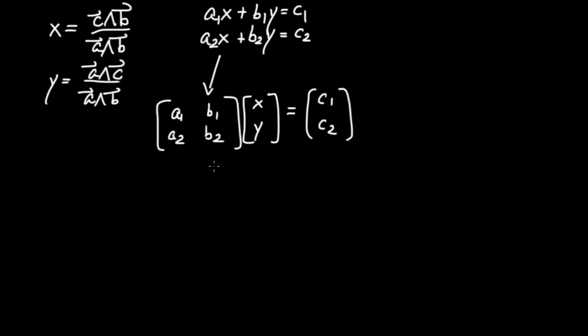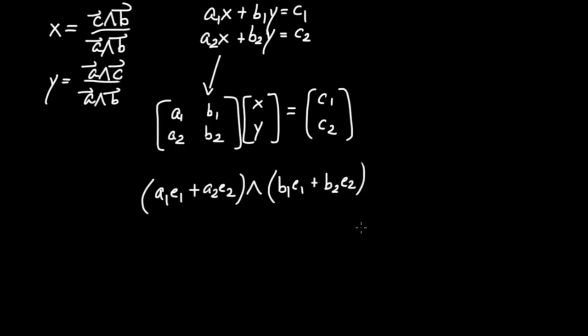Now that we're thinking of matrices, if we go back to this wedge product, there's one wedge product that keeps showing up, and that's A wedge B. That shows up in the denominator here, and also over here, the A wedge B quantity. So let's do the calculation. Let's wedge the first column with the second column. So the first column written now is going to be A1 E1 plus A2 E2. That's wedged with B1 E1 plus B2 E2. Remember, E1 and E2 were just our basis vectors. That's A wedge B.